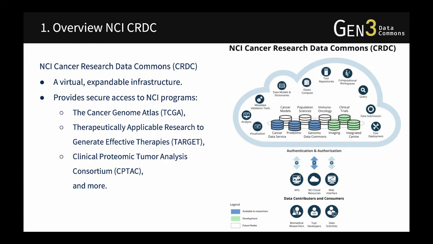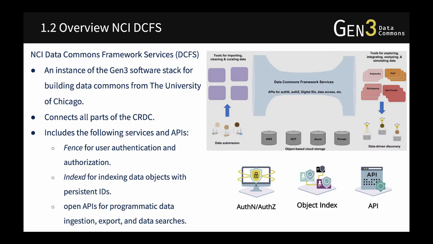The Cancer Research Data Commons, or CRDC, is a virtual, expandable infrastructure that provides secure access to data from NCI programs such as the Cancer Genome Atlas, or TCGA, its pediatric counterpart, Target, and the Clinical Proteomics Tumor Analysis Consortium, or CPTAC. The Data Commons Framework is a collection of modular core services that provide functions required across all CRDC data resources. The Data Commons Framework Services, or DCFS, are modules of the Gen3 software stack, developed and operated by the University of Chicago's Center for Translational Data Science.